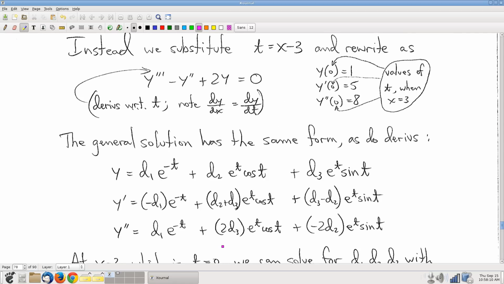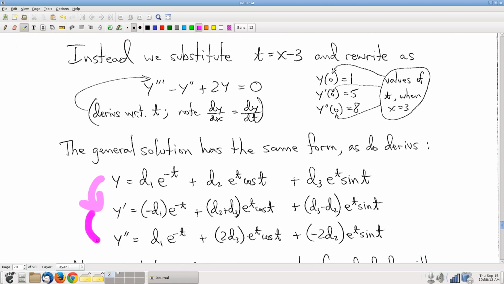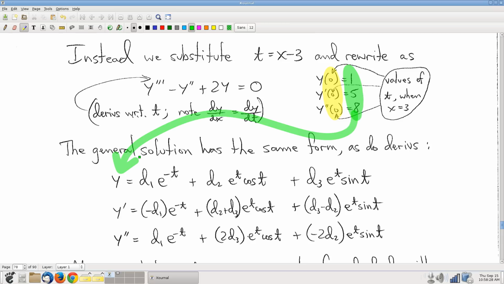Take various derivatives, just as on the previous page. And we know that for these values of t, for this value of t equals 0, we know that y, y prime, and y double prime take these values. And the good news is, note that the value that we're plugging in here for t is simply algebraically an easier value. We're plugging in t equals 0 into these functions here as opposed to x equals 3.